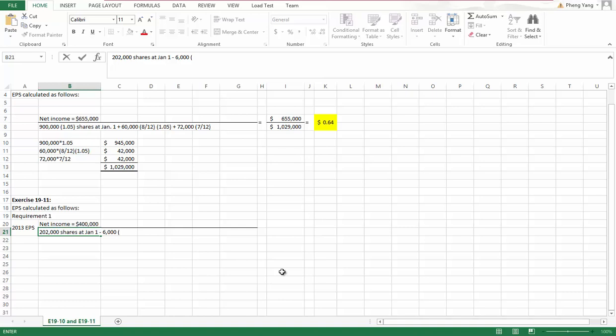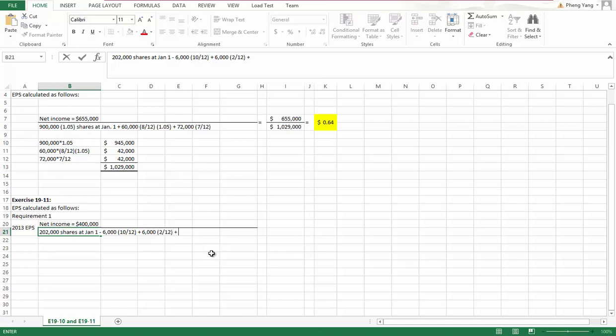And it was only outstanding for 10 months out of the year, because the transaction was made in February. So that was the purchase of the Treasury stock back. At the end of October, they sold the Treasury shares that they reacquired in February. So we're going to have to add that back into equity. So 6,000, and it was only outstanding for 2 months. So 2 over 12, okay?